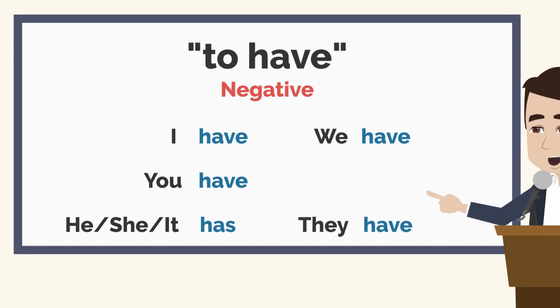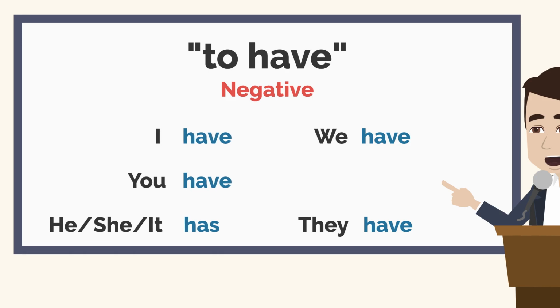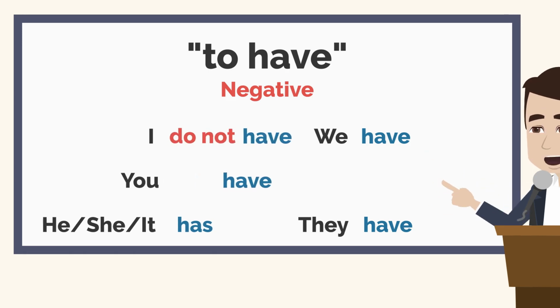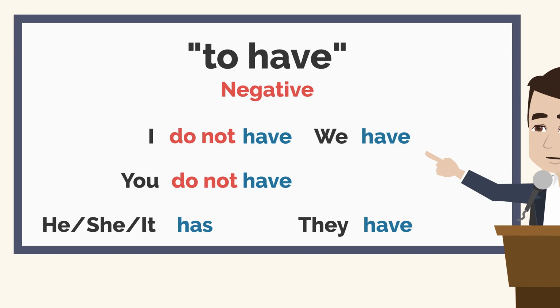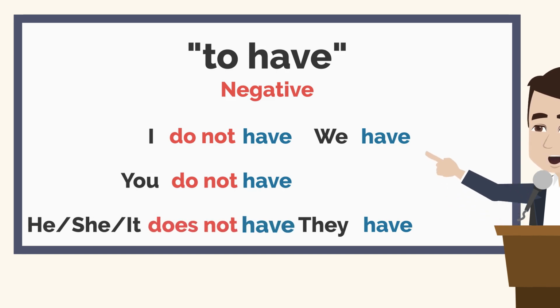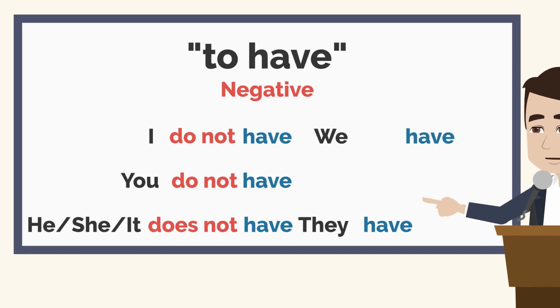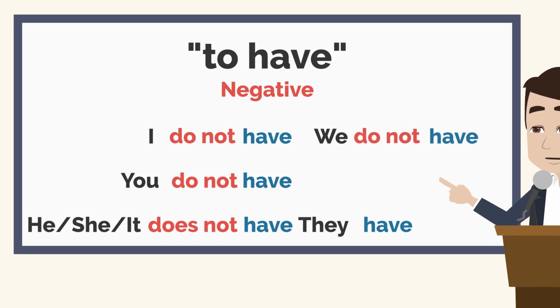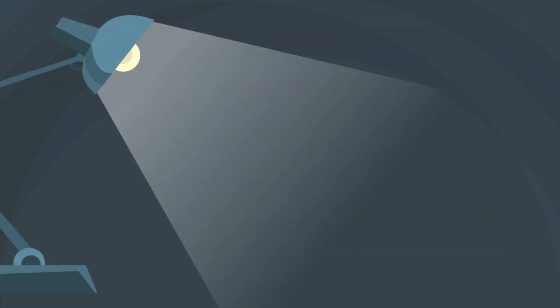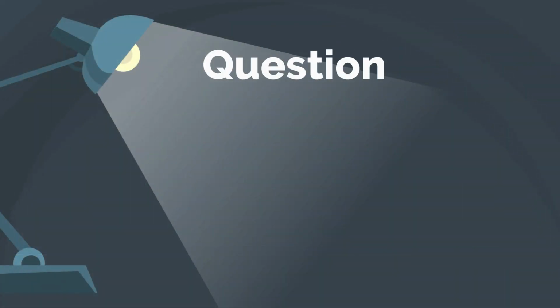The negative conjugation of the verb to have in the present simple is I do not have, you do not have, he, she, it does not have, we do not have, they do not have. In the question form, we need to switch the order.